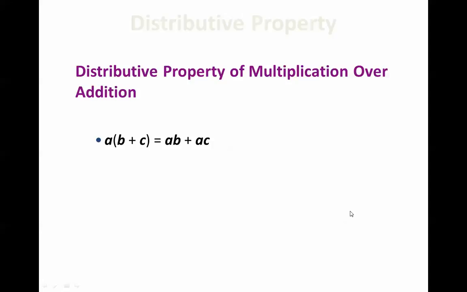Okay, now we're going to go over the distributive property of multiplication over addition. And this is the distributive property. If you have A times (B plus C) in parentheses, that's equal to A times B plus A times C. So you just multiply the number that's in front of the parentheses by everything inside the parentheses.